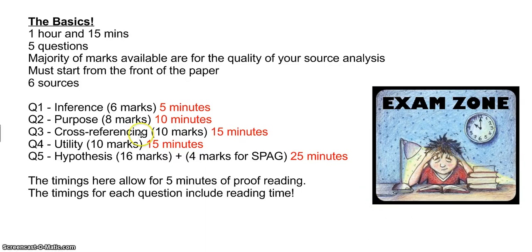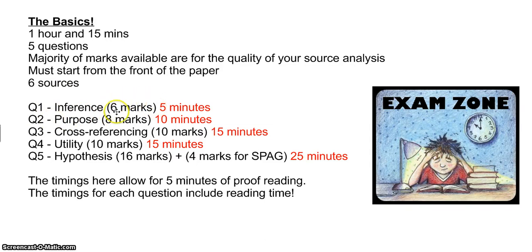Just a word of warning, there are 6 sources on the paper. Sometimes in terms of the sources booklet, the last source, source F, can be found on the very last page of the booklet, and sometimes people don't actually look on that last page. So do make sure you look at the entire source booklet to make sure that you've seen all of the sources. Now, question 1 is the inference question, which you're all brilliant at by this stage.